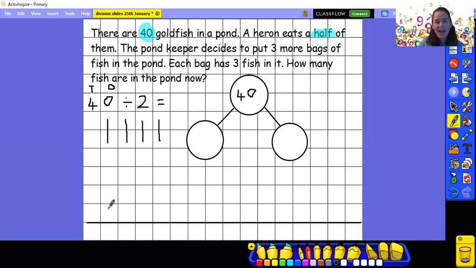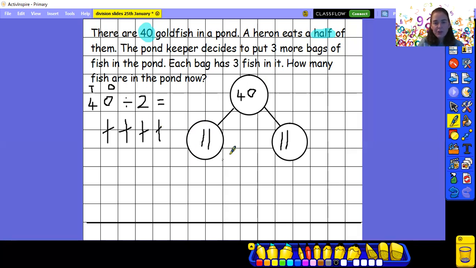I'm now going to share those out equally between my 2 parts here. So I'm going to cross them out as I share them. So 1 10 for you, cross that one out. 1 10 for you, cross that one out. 1 10 for you, cross that one out. So I've shared out my 4 sticks of 10 equally.